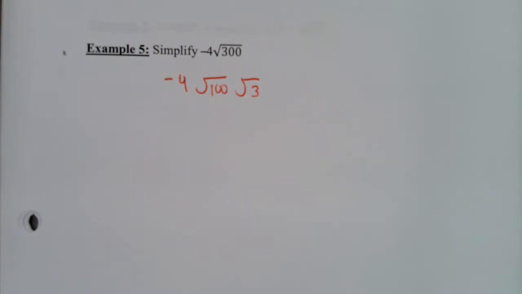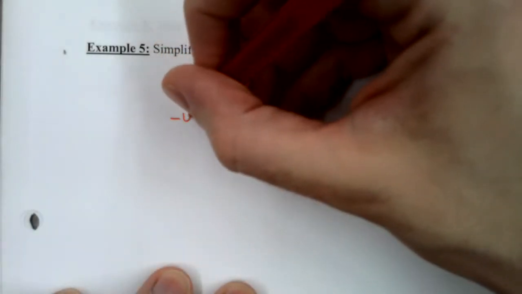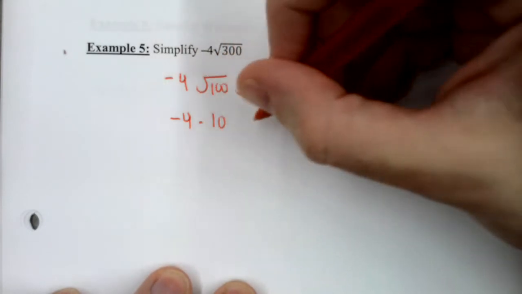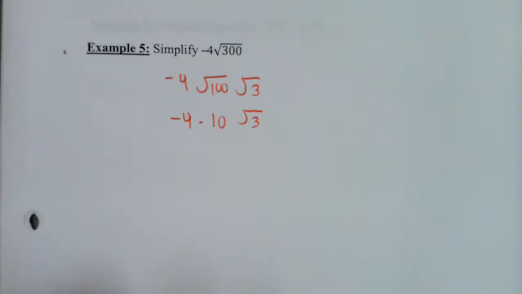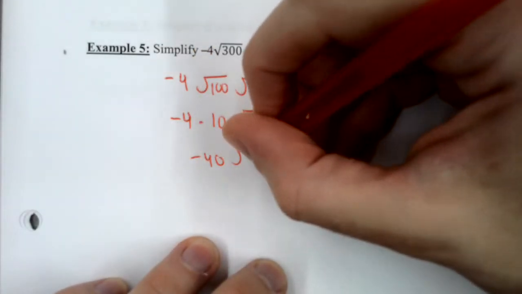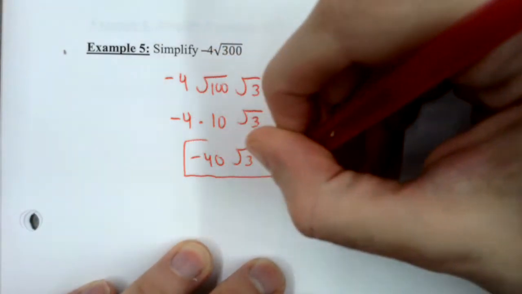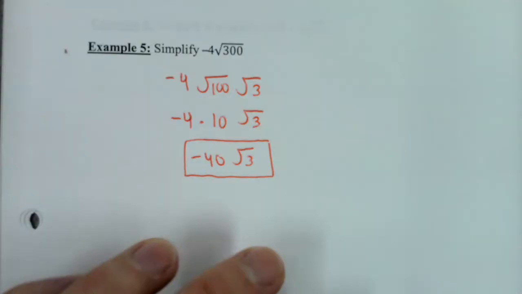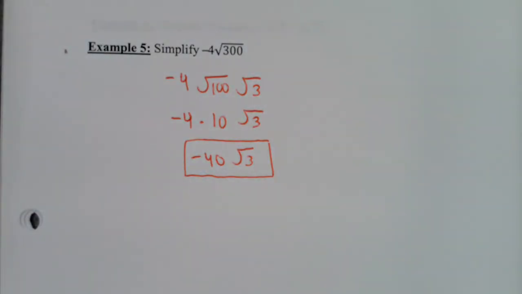And the square root of 100 breaks down to become 10. So negative 4 times 10 times square root of 3. So negative 40 times the square root of 3. That's it for that page.